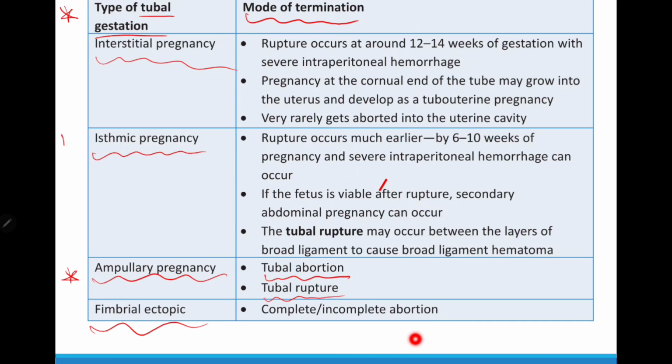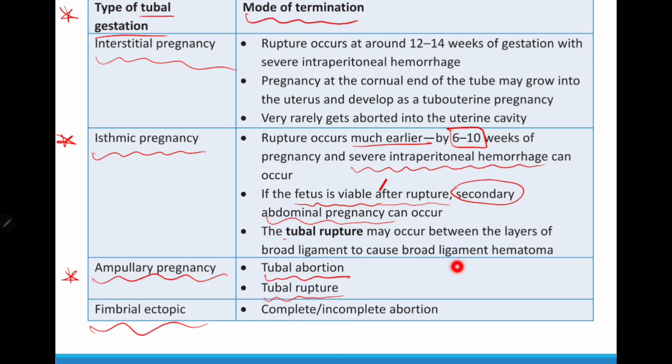Second one is your isthmic pregnancy. What is the mode of termination for isthmic pregnancy? The rupture occurs much earlier, around 6 to 10 weeks of pregnancy, and severe intraperitoneal hemorrhage can occur. Now suppose that after rupture the fetus is viable. Then secondary abdominal pregnancy can occur.